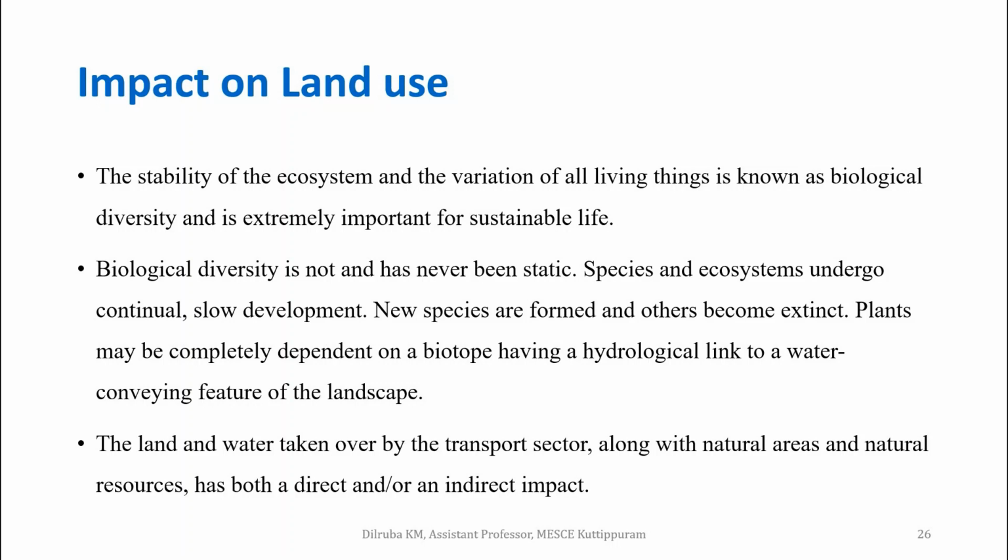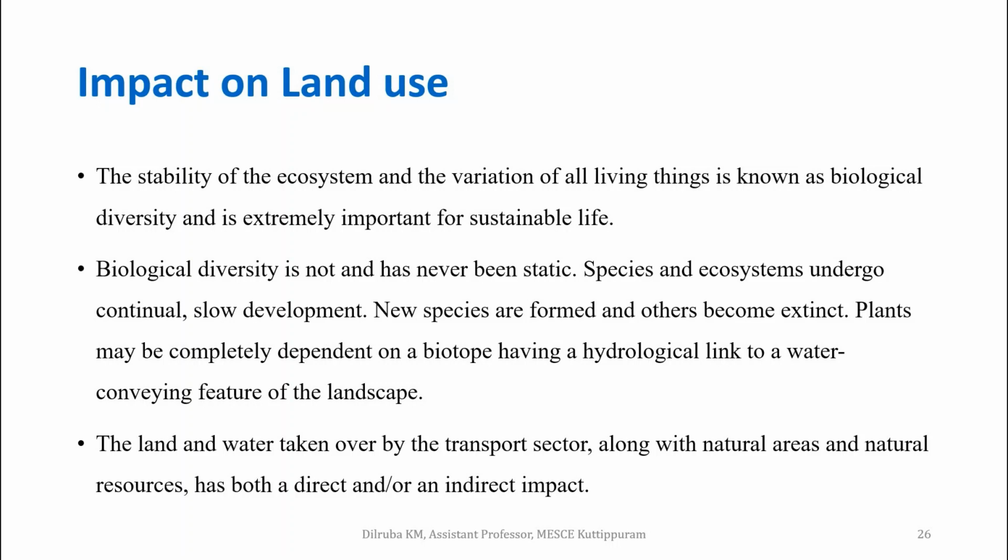Impact on land use. So, how does the transport mode impact land use? We know the stability of ecosystems and the variation of all living things is known as biological diversity and is extremely important for sustainable life. Biological diversity has never been static. It has always been changing. Species and economic systems undergo continual slow development. New species are formed according to Darwin's theory, and others become extinct.